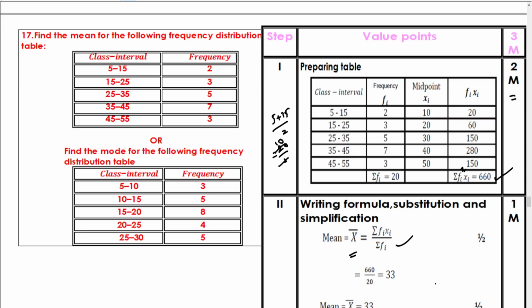The remaining calculation is very simple. Writing the correct formula gets half a mark. Write 660 upon 20. The zeros cancel. 2 1s are 2, 2 3s are 6, so the answer will be 33. For getting the answer 33, you will get a half mark.